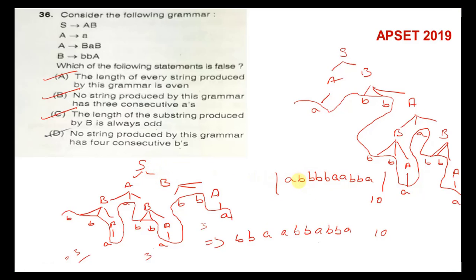So where are the 4 consecutive b's here? Here there are the 4 consecutive b's. Here the 4 consecutive b's are there, and here no consecutive b's are there. So you can generate the strings which have 4 consecutive b's or not 4 consecutive b's. So here this option is the false statement. We are asked which one is a false statement, so option D is our answer. Here option D is the right answer.